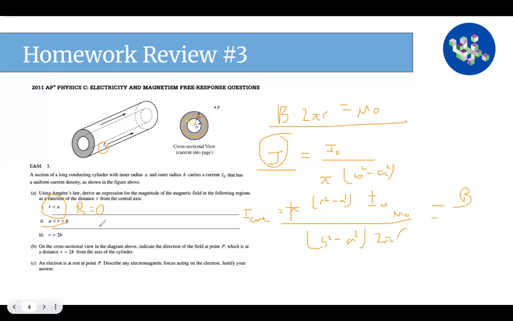So our final answer I'll put over here. B would be equal to mu zero I times r squared minus a squared, divided by b squared minus a squared, and then times 2 pi r. So it looks something like this. Okay, so that was part 2, when a is less than r is less than b.